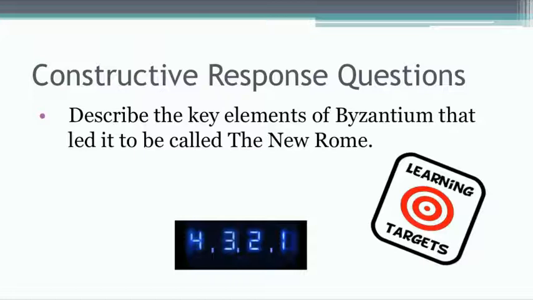It used Roman architecture. It used Roman law. They even had Roman emperors. There was Latin that was spoken there, although Greek was one of the heavy languages that was spoken in this region as well. Emperor Justinian considered himself a Roman emperor. They had Christianity, which developed and was made the official religion of the Romans. So we have lots of different examples that we can use that definitely point us that Byzantium was Roman in nature and therefore got the name the New Rome.